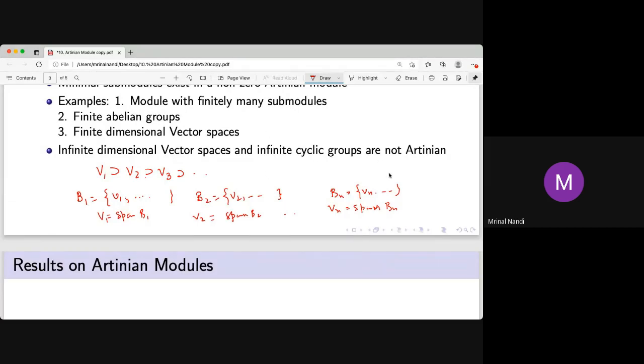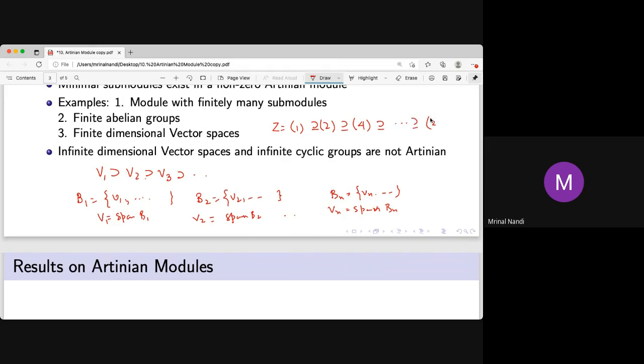Similarly, take Z, the infinite cyclic group generated by 1. Then the subgroup generated by 2, the set of all even integers, then the set of all integer multiples of 4, and so on up to 2 to the power n. This chain is actually proper at each step. So it's not an Artinian module.